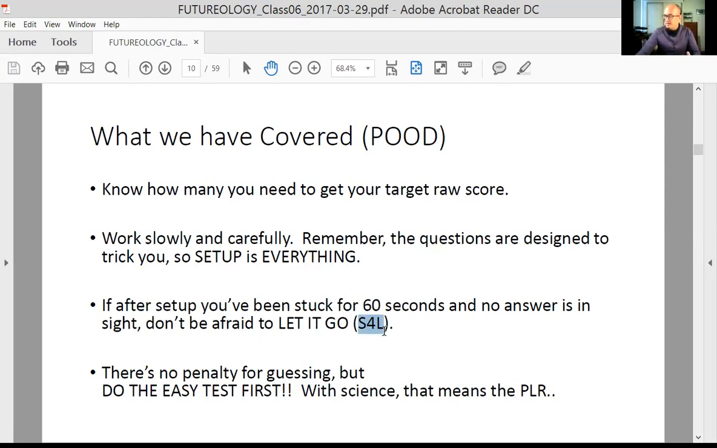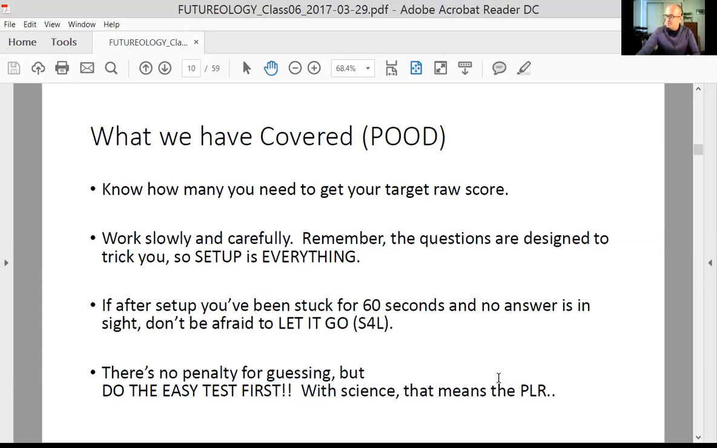It's also important to remember there is no penalty for guessing, so you definitely should guess. Don't leave anything blank. But do the easy test first. So if you're stuck on a question and you just can't figure it out and you can't even cross anything off, well then come back and take your best guess right at the end. Or take your best guess right then and then just don't even worry about that question.